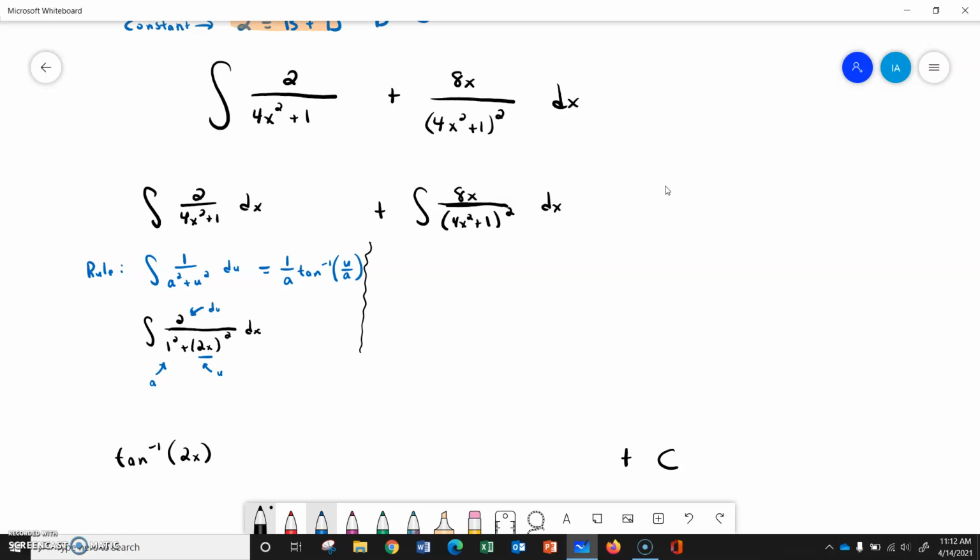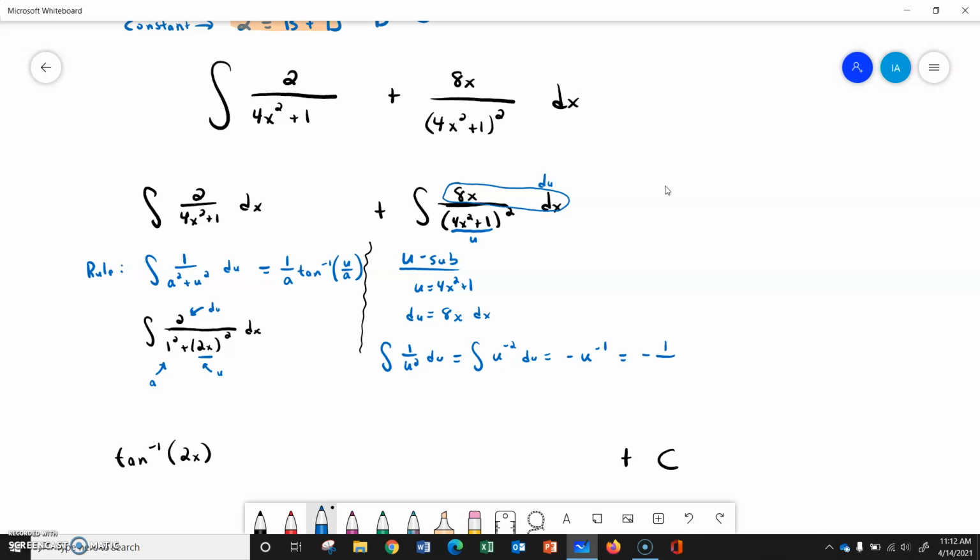So let's see what happens if we do the other one here. The second fraction was 8x over the 4x squared plus 1 quantity squared. That's a u substitution, so u sub. u is 4x squared plus 1. du is 8x dx. And looky there, there's our 8x dx up top, so that's a du. And this part in the bottom is going to be our u squared. So we're trying to integrate 1 over u squared du. So that's integrating u to the negative 2. So that's negative u to the negative 1, which we can write as negative 1 over u.